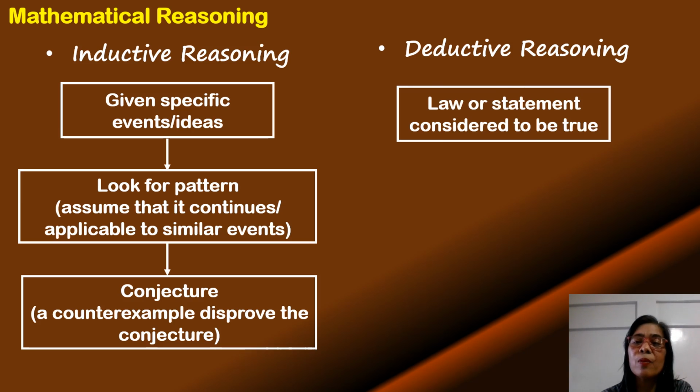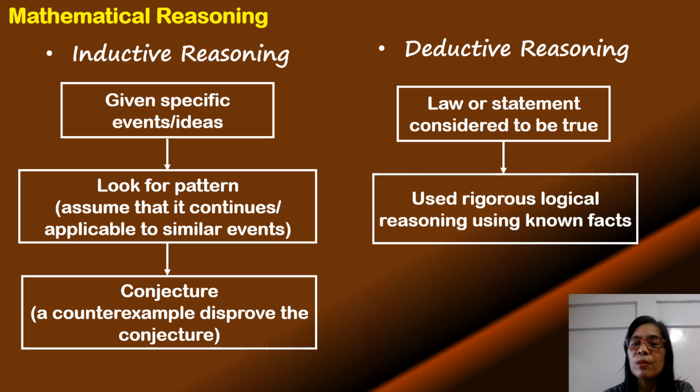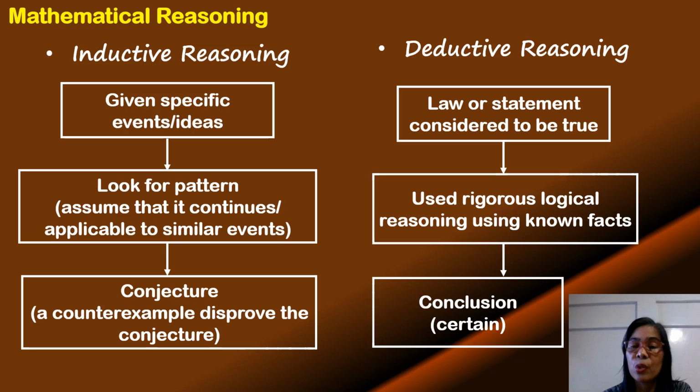While in deductive reasoning, we start with the laws or statements, a general statement which is considered to be true. And then we apply rigorous logical reasoning using known facts to arrive at a conclusion. And the conclusion obtained using the deductive reasoning is considered certain or true.